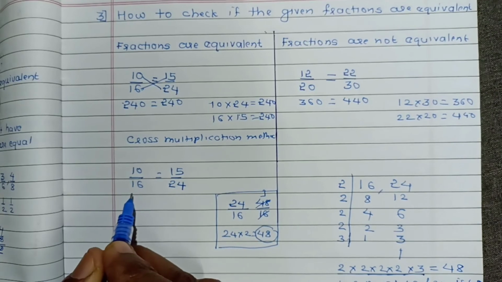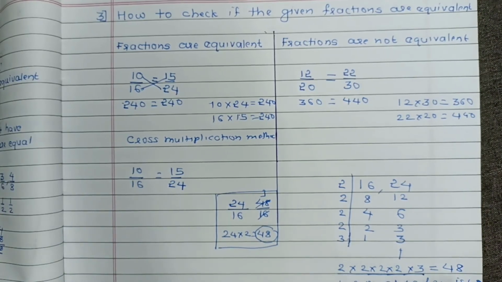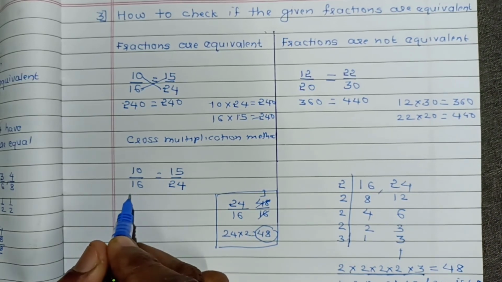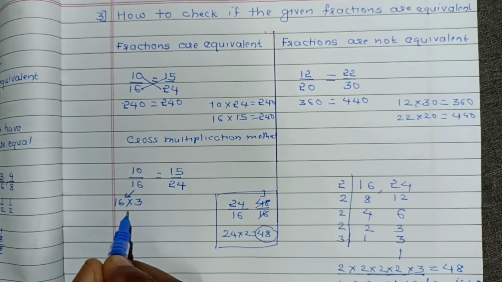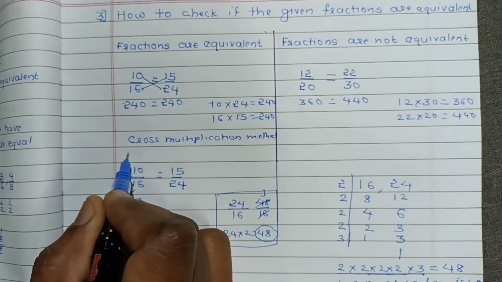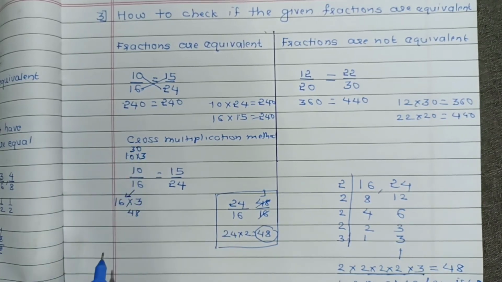Now you have to make the denominator 48. Why do you have to make the denominator 48? Because the LCM is 48, that's why you have to make the denominator 48. So how to multiply this? If you multiply 16 by 3, you will get the answer 48, and you have to multiply the numerator by the same number, 3. So 10 into 3 is 30.